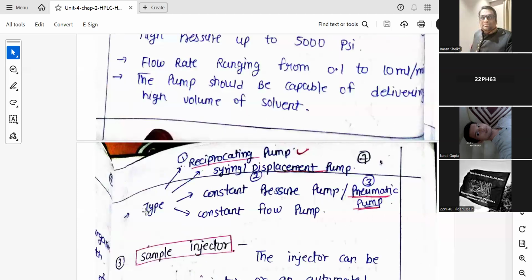Now the types of the pumps. What comes first in the types of pumps? Reciprocating pump. Second comes the syringe displacement pump. Thereafter the pneumatic pump. The pneumatic pump is also known as the constant pressure pump. Thereafter the constant flow pumps. All these things are there.